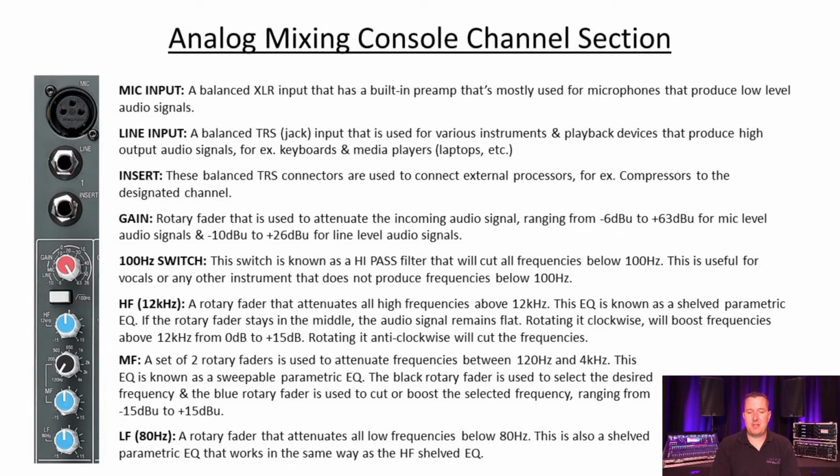The MF section in the middle is a set of two rotary faders that is used to attenuate mid-frequencies between 120 Hz and 4 kHz. This EQ is known as a sweepable parametric EQ. The black rotary fader is used to select the desired frequency, and the blue rotary fader is used to cut or boost the selected frequency, ranging from -15 dB to +15 dB.